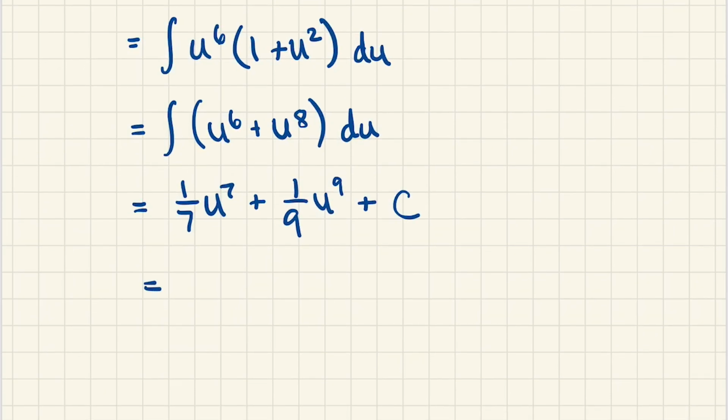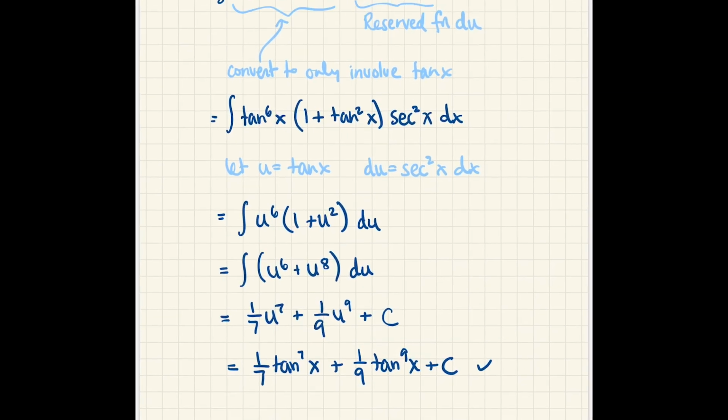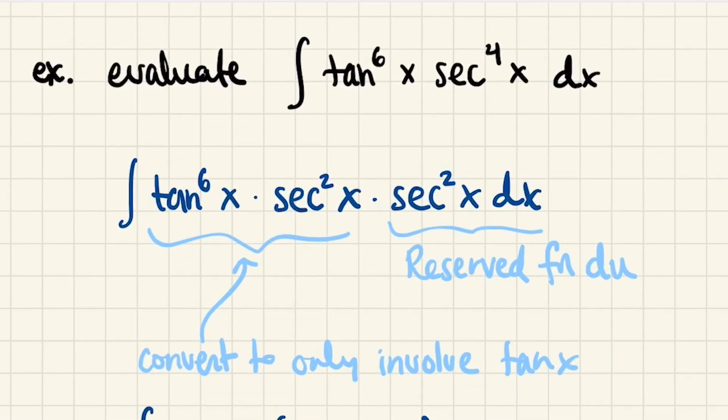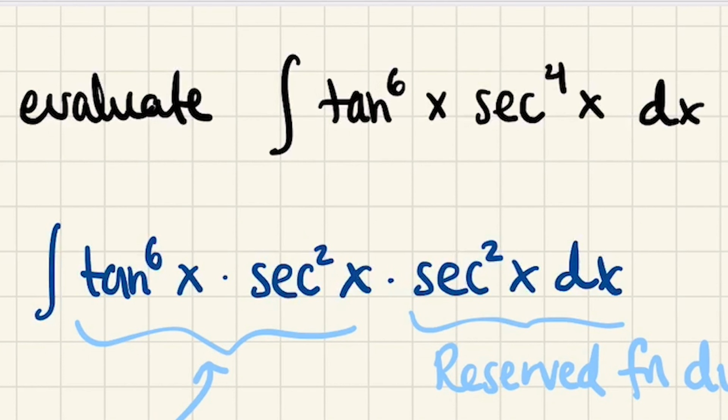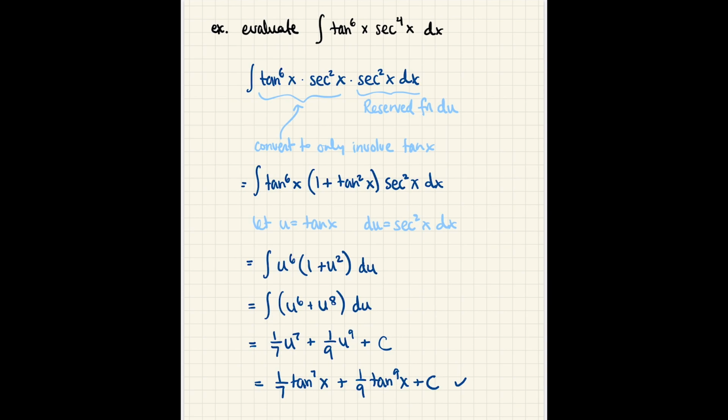And what was u? u is equal to tangent. So this is 1 over 7 tangent to the 7, plus 1 over 9 tangent to the 9, plus our constant. And we're done. So I will note that we did need to have secant originally to an even power for this to work, because we had to reserve secant squared, and since secant was raised to an even power, when we pull 2 of them out, we still have an even power left, which we can easily convert into tangents. If we had an odd power of secant, then we would have to do something else.